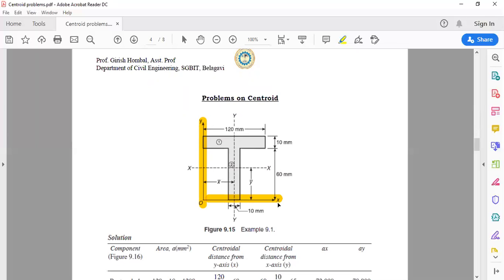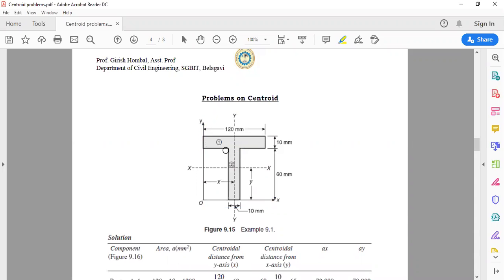So the first thing is, as soon as you see the diagram, you are supposed to divide the figure into two common geometrical figures. Now this T section can be divided into two rectangles. How? You draw a simple line here. So this becomes the first rectangle and this lower portion becomes the second rectangle. Now there are two diagrams we are supposed to concentrate on.